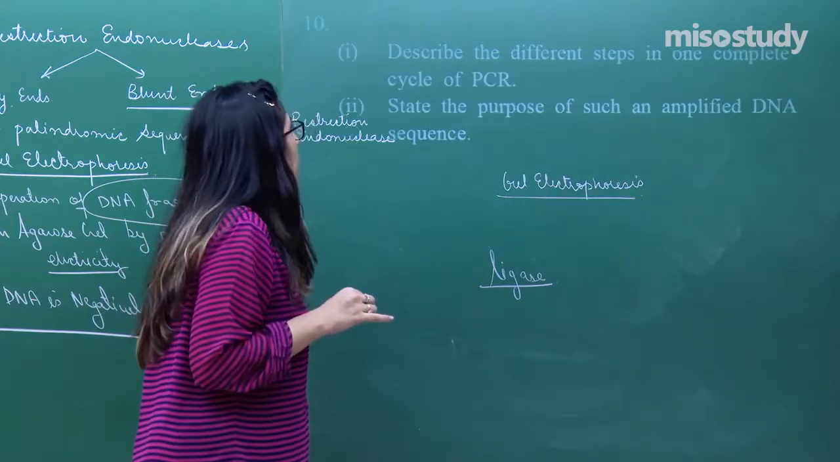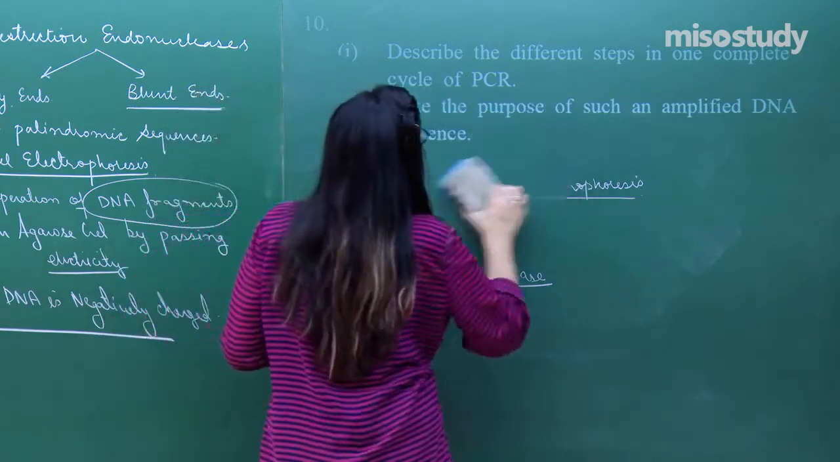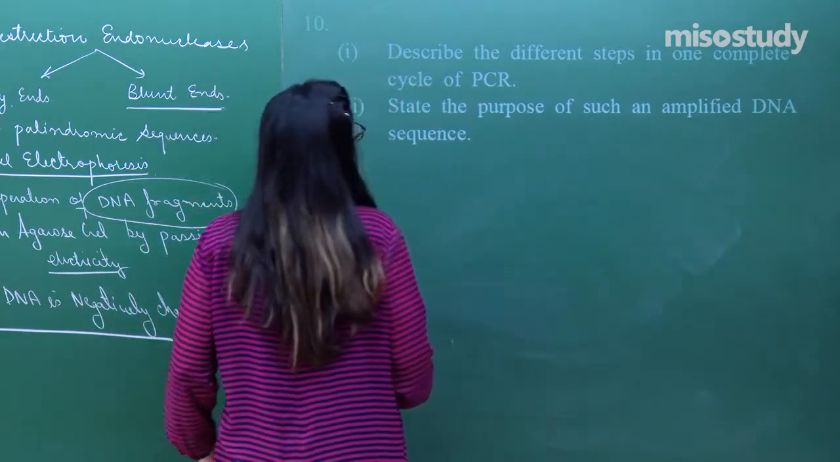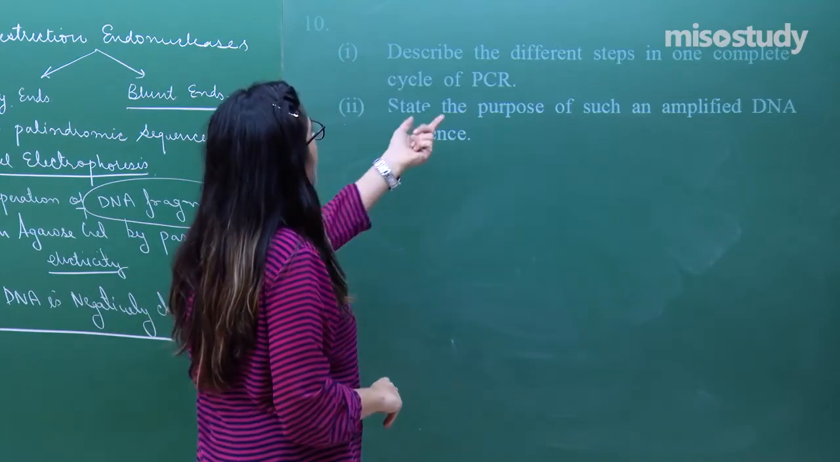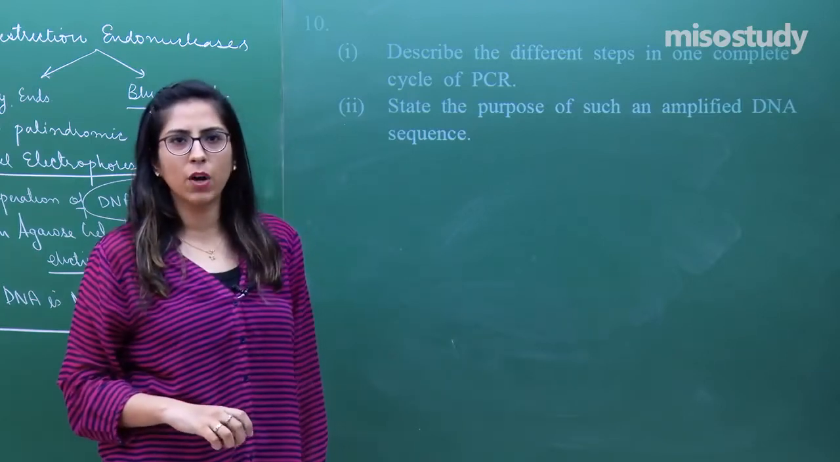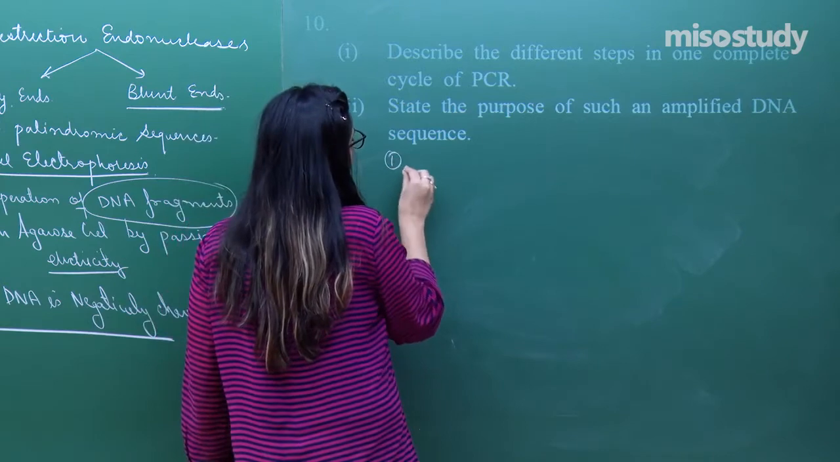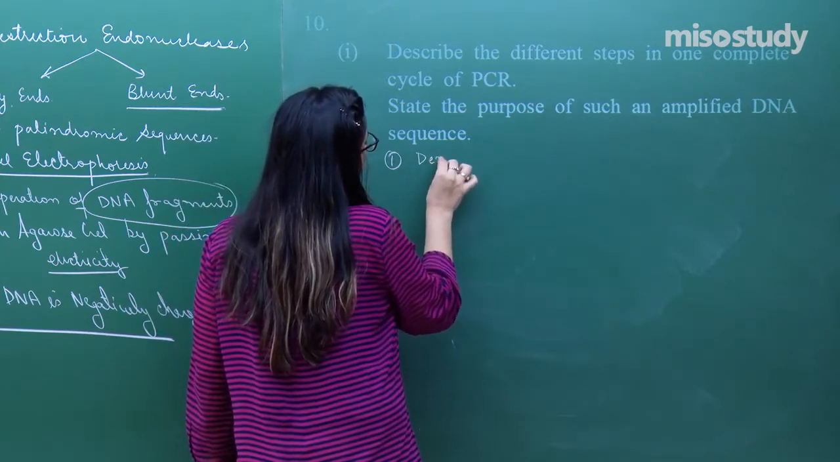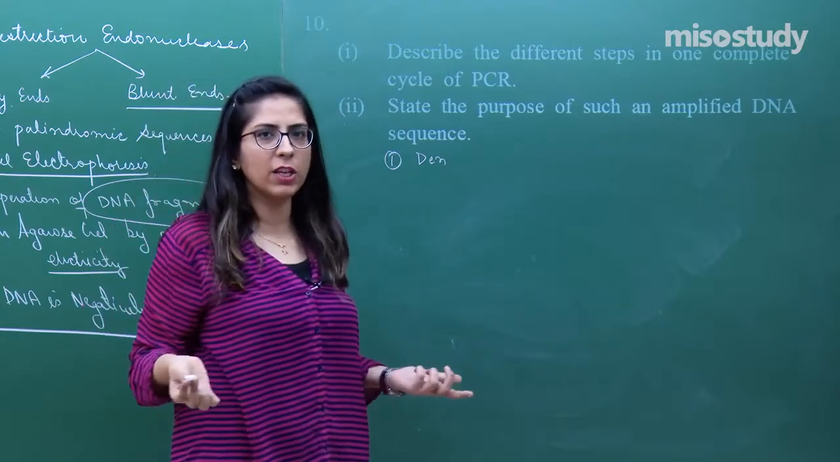Let's talk about the next question, the last question of today's class, which is related to a very important topic, that is PCR. Describe the different steps in one complete cycle of the PCR. PCR is what? Polymerase chain reaction. In this, there are different steps. First of all, the DNA which has to be amplified. Mainly the PCR function is for amplification.